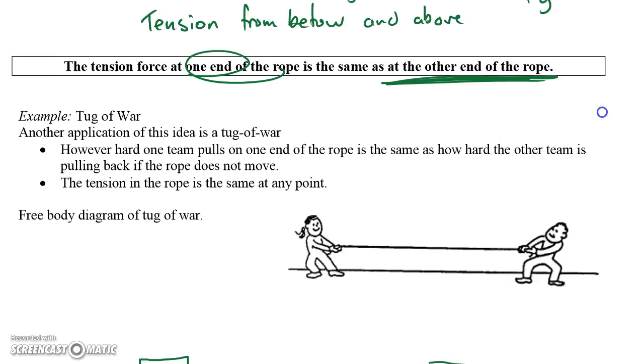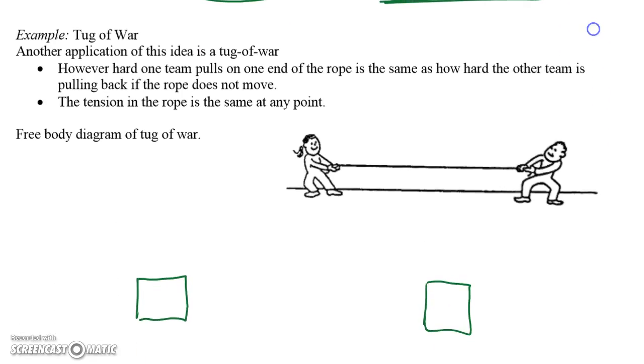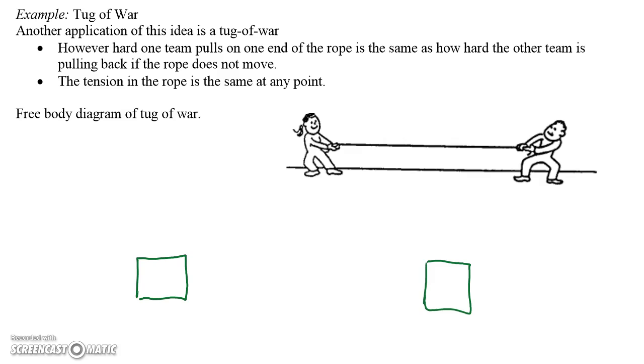So let's take a look at an example with a tug of war. Lots of people think the harder you pull on the rope, the better you'll do in a tug of war. Well, this is not the case. It's actually something different that you need to do to win a tug of war. So in our situation here, we've got one person pulling on each end. We're going to assume the rope does not move.